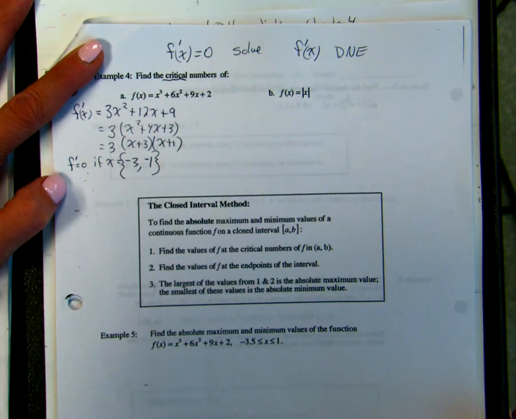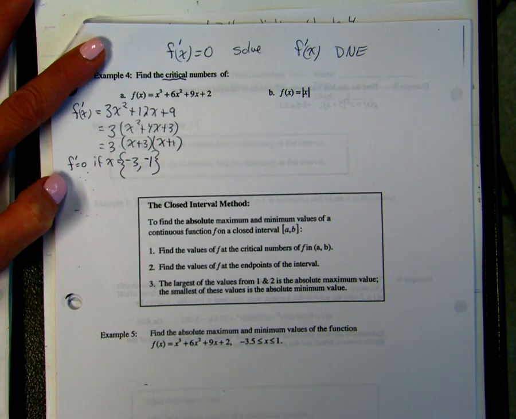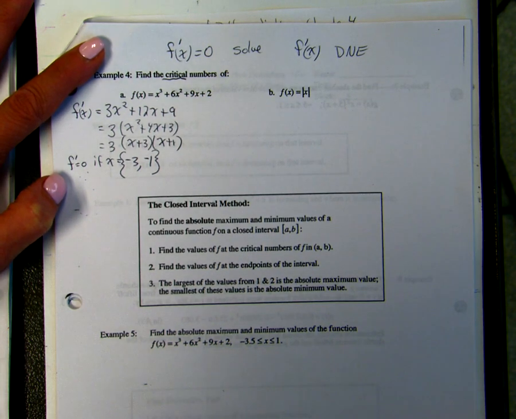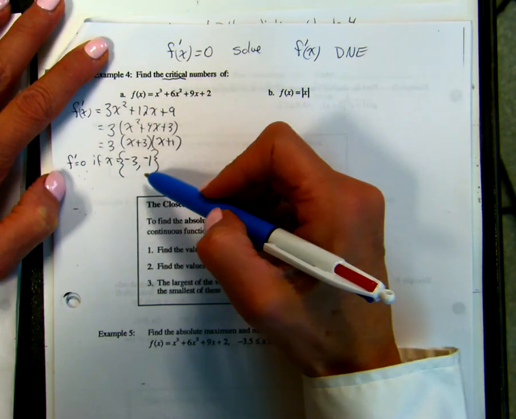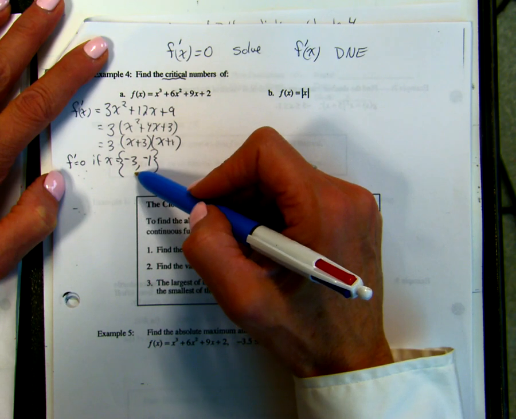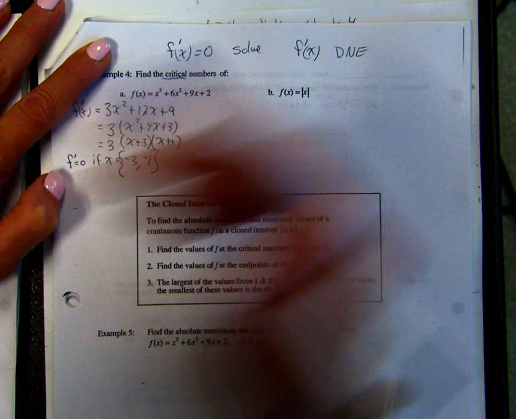And I'm going to put them in a set like that, with those squiggly brackets, so that you don't mix it up with an ordered XY pair. Okay, so critical numbers, and if I wanted to know if it was a max or a min, then there's a little bit more work that I would have to do with that.